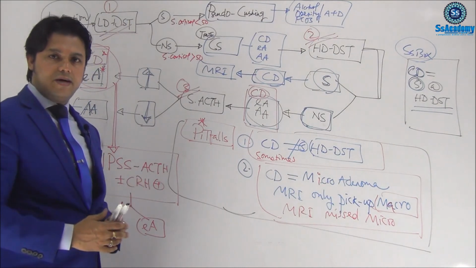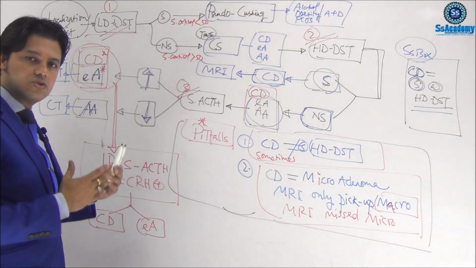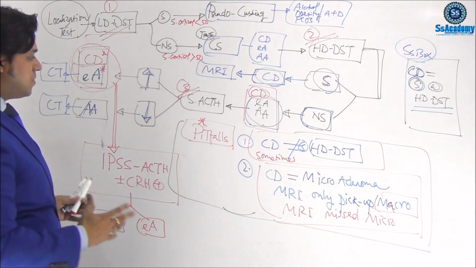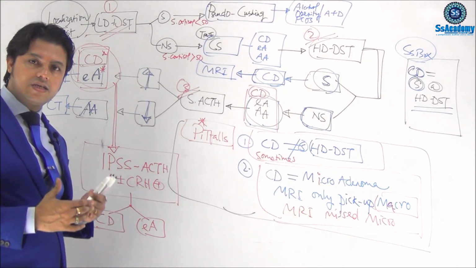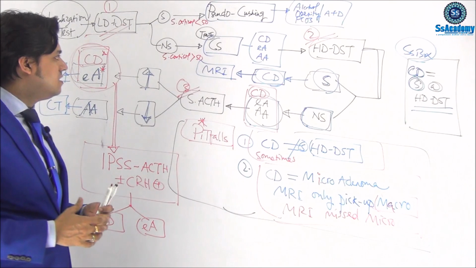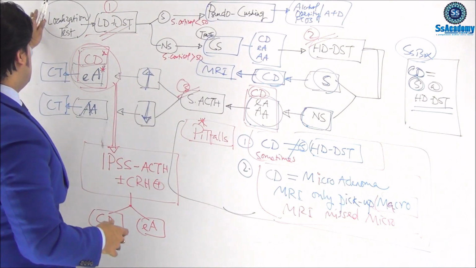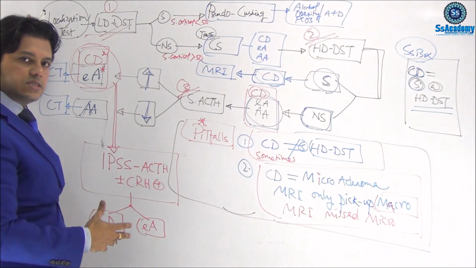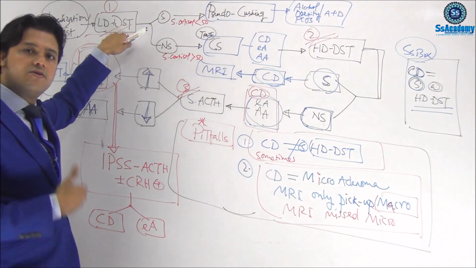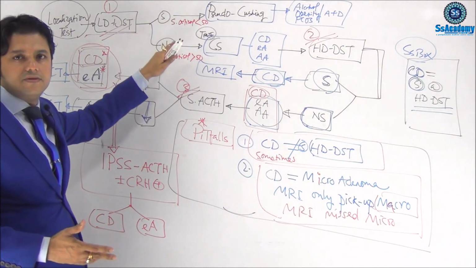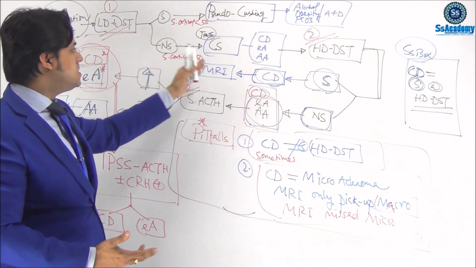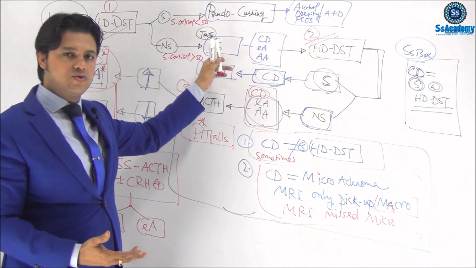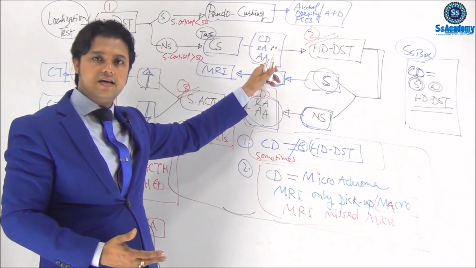So what I am saying, my dear, very carefully just look at the board and follow me. This is a very important discussion. You will never find it anywhere made clear enough. So let me start with the localization tests. The first step is the LDDST. It will be suppressed or not suppressed. Very simple. Suppressed means pseudo-Cushing's. Not suppressed means true Cushing. True Cushing means CD, EA and AA.